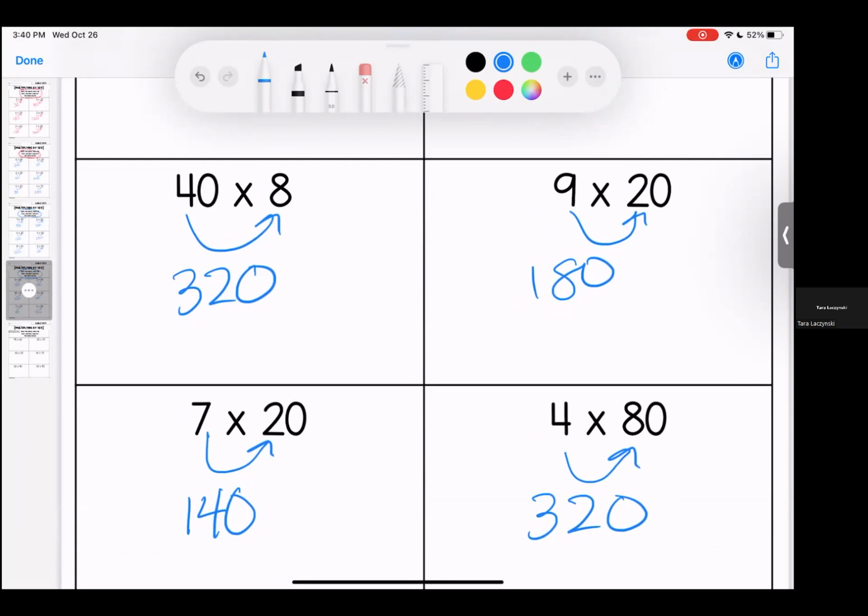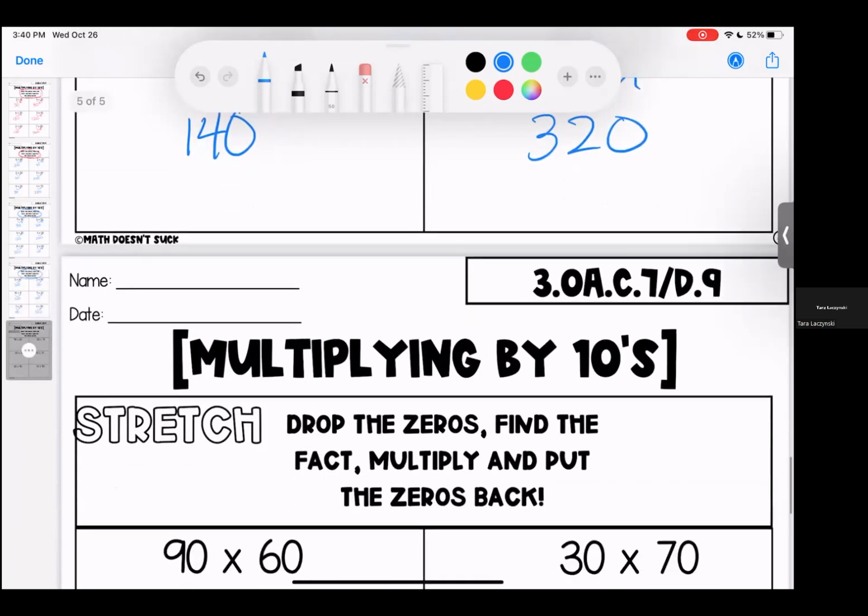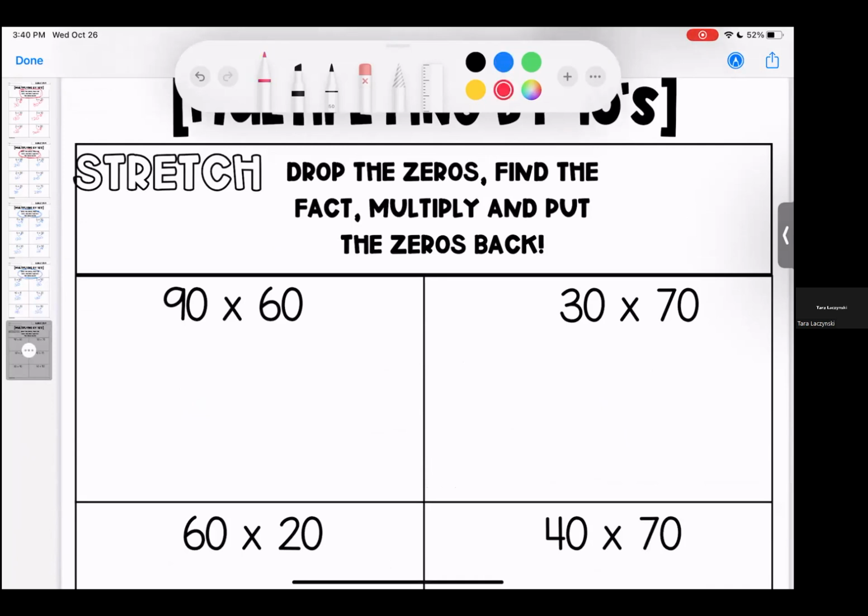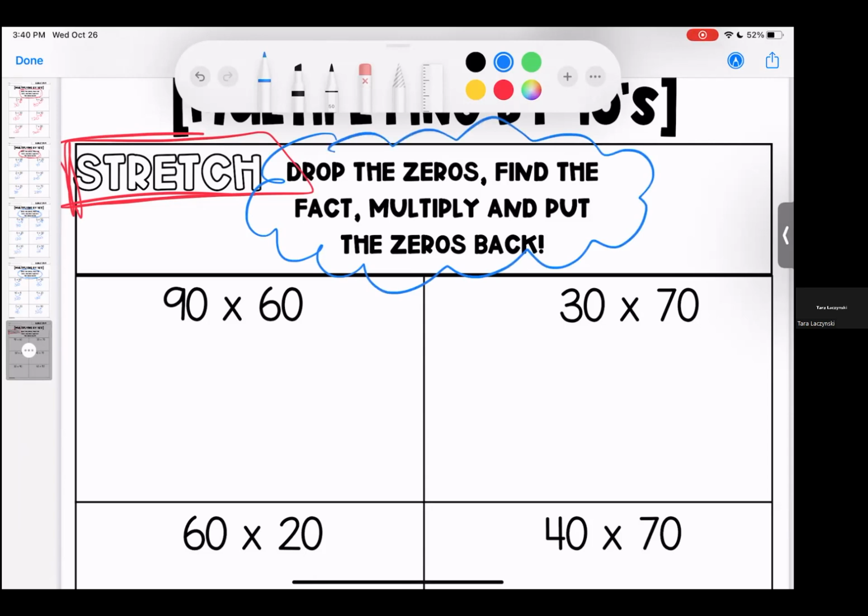If you have any questions, please bring them to class. If you're ready for the last page, here we go. These were a stretch. So if you got to these and they felt really sticky, that is okay. These were designed for our friends who wanted to take this skill up to the next level. If you did not feel comfortable with that, that is okay. These are meant to be hard. They are meant to be a stretch. We're still following the same rhyme of drop the zeros, find the fact, multiply, and put the zeros back. This time we just happen to have zeros in more than one number.